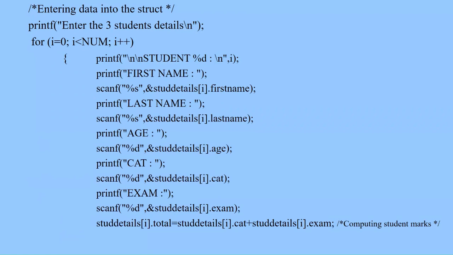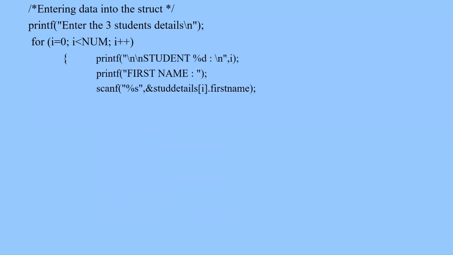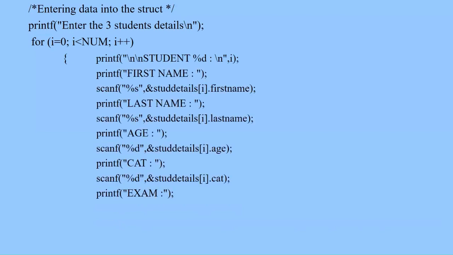And then we add the total. Pick what is in student details 0 dot exam, and add to what is in student details 0 dot cat. So add cat and the exam. The total, assign it into the member location called student details 0 dot total. Then once we encounter this brace, we increment the counter by 1. So 0 plus 1 becomes 1. That's what I plus plus means. So we check, is the new value of I less than num? So is 1 less than num? Yes, so we do the same again for the second record.